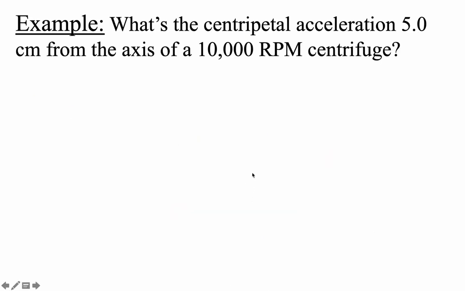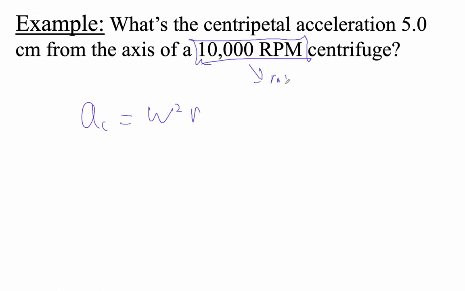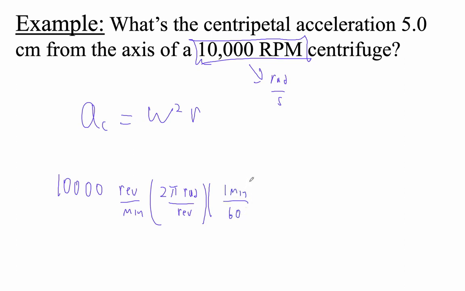All right, so let's look at our example here. We're going to use centripetal acceleration is omega squared r, only we have to turn this into radians per second. And then we can use it. So 10,000 rev per minute multiplied by 2 pi rad per rev. That's how many radians there are per revolution. And 1 minute is 60 seconds. So now we'll have radians per second. The old units will cancel.